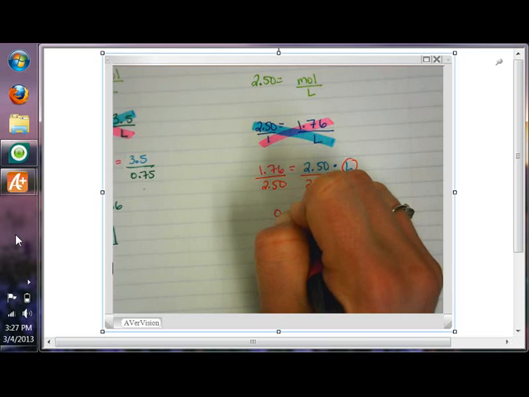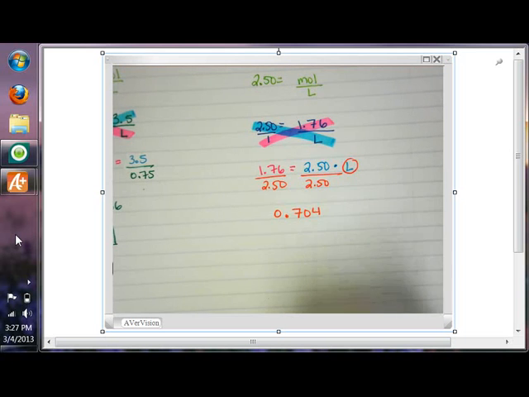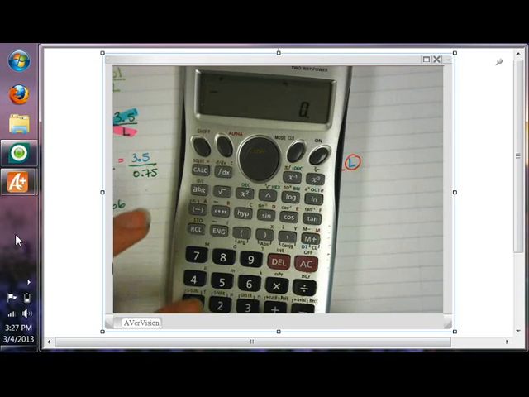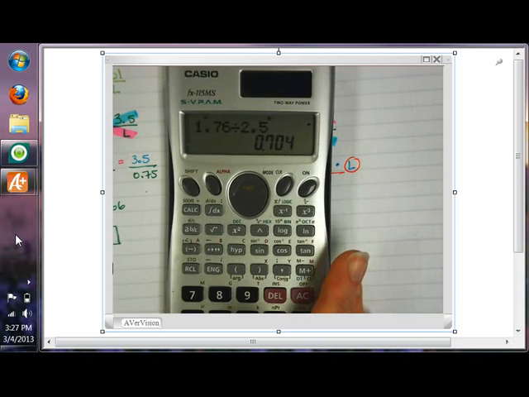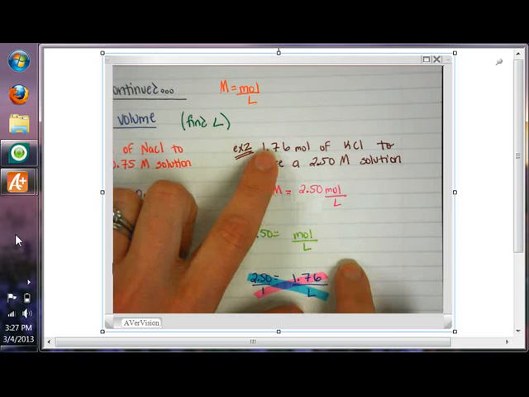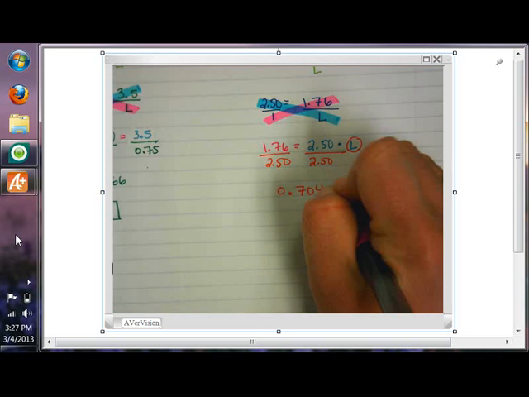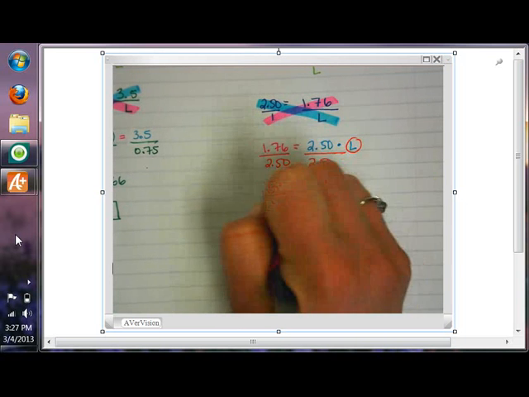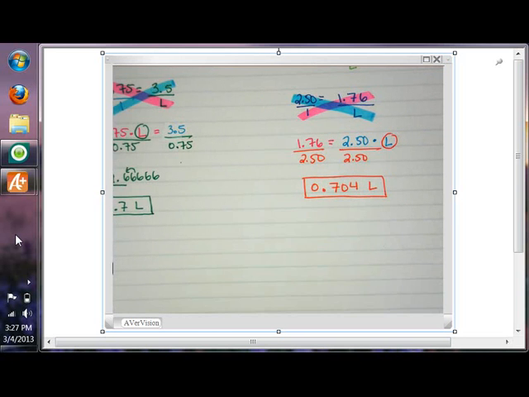And your calculator spits out 0.704, I believe. Let me type that into the calculator really quickly. 1.76 divided by 2.5, yep, 0.704. And that's actually the right number of sig figs. 3 sig figs here, 3 sig figs here, so the answer is 3 sig figs, so 0.704 liters.